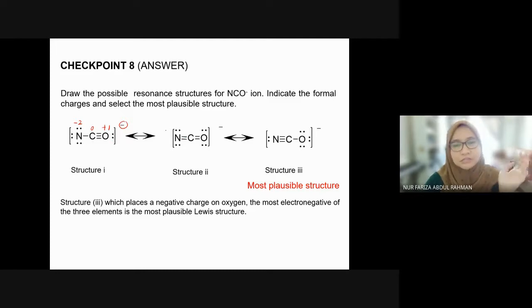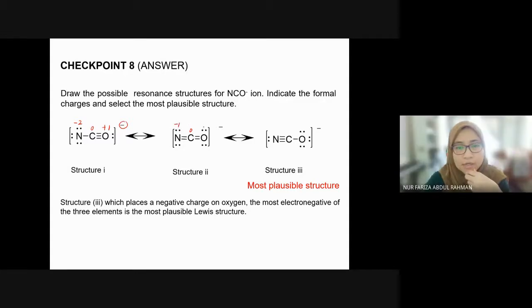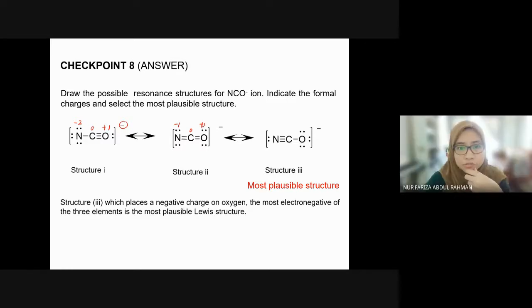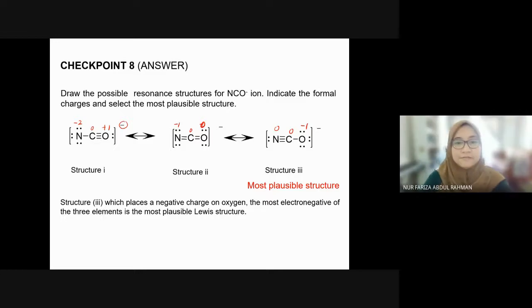How about structure 2? This one is also 0. How about N? Double bond N, -1. And then how about O? 0. Sorry. Okay, this one, structure 3. This one is 0. Nitrogen? 0. And then this is -1. Roughly, they all have the same negative charge; the total charge will be -1, which is the same.